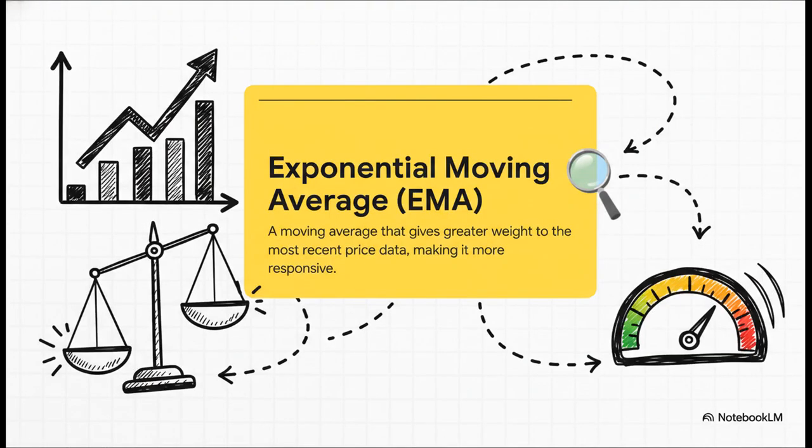The EMA is basically a smarter kind of moving average. Its secret sauce is a calculation that deliberately gives more importance, or weight as we call it, to the most recent prices, and that makes it way more responsive to what the market is doing today.